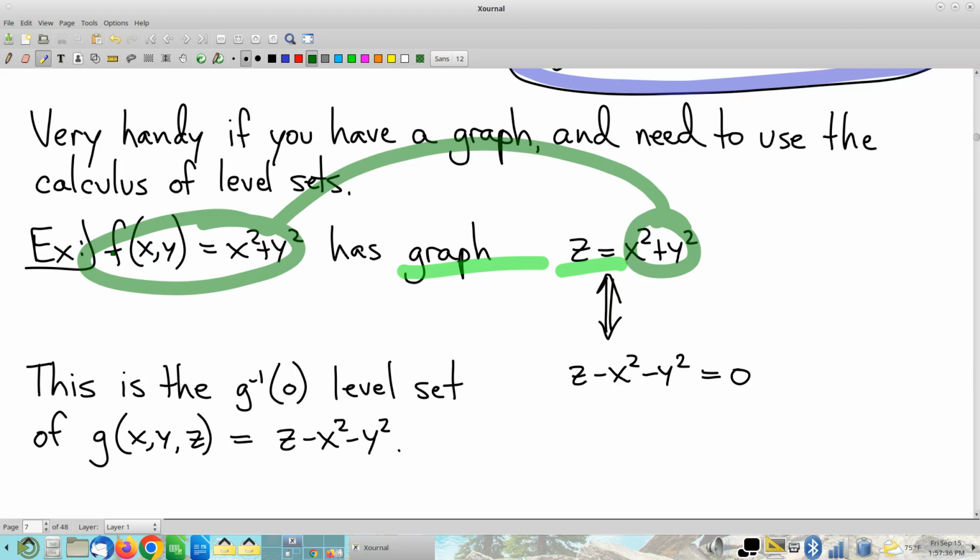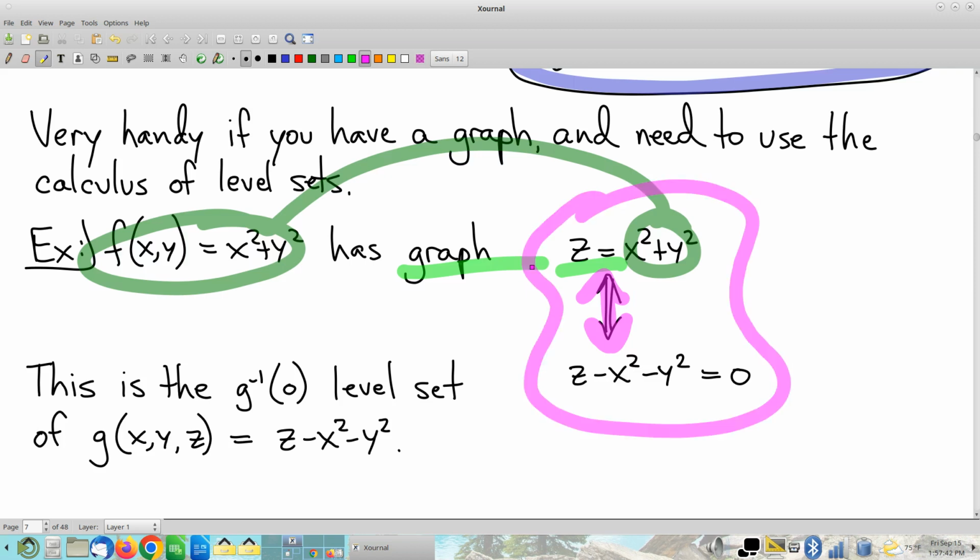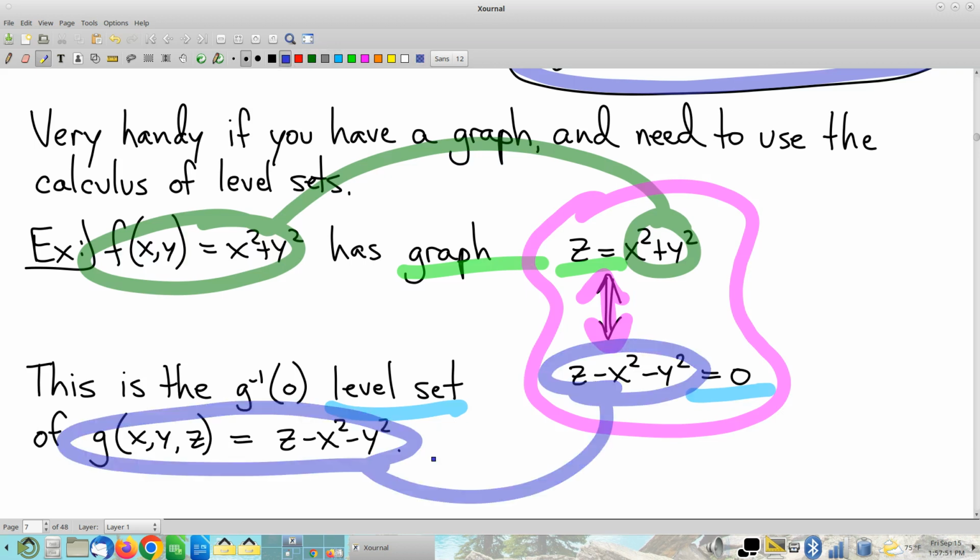But at the cost of a really easy little algebraic move there, I can rewrite this as being a level set of this other function, and the calculus of level sets applied to this second function will give us different information that could also be used. Everybody happy?